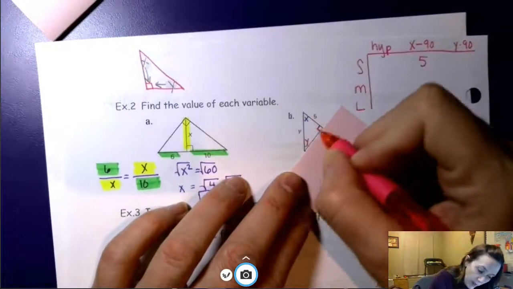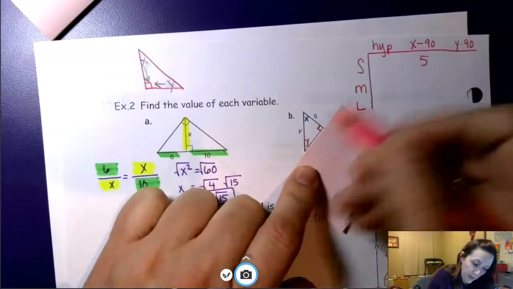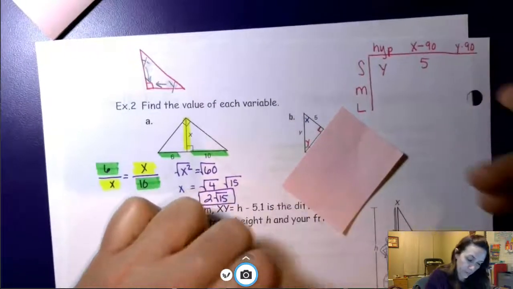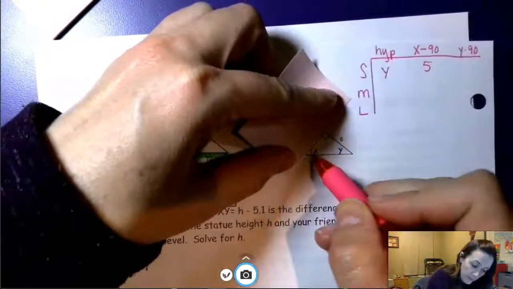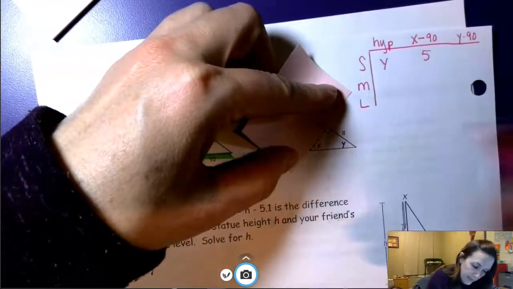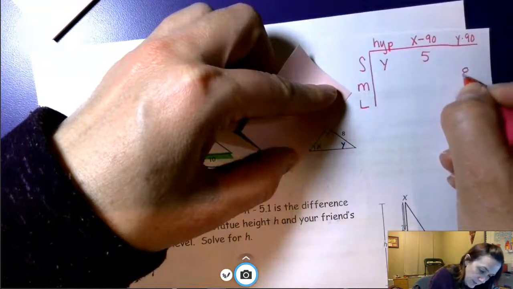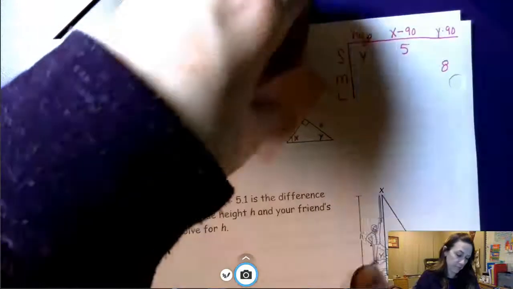X to 90 is 5. Y to 90 doesn't have a letter, so I don't really know anything here for Y to 90. I do know the hypotenuse is Y. If I go to the medium triangle over here, my X to 90, again, I don't know. My Y to 90 is 8, so I know this one, and I don't know the hypotenuse. So you're not going to know all the pieces usually.